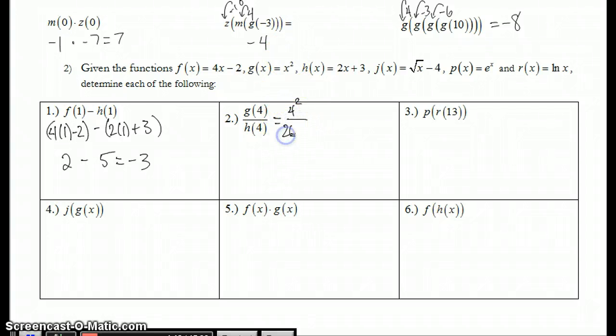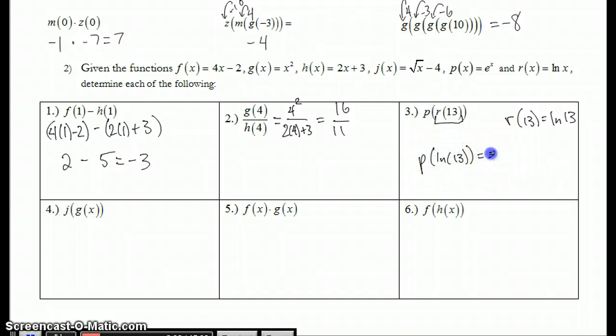H of 4, 2 times 4 plus 3. You get 16 over 11. Here, r of 13 is inside. R of 13 is natural log of 13. P of that of 13 is e to the natural log of 13. E to the power and natural log are inverses, so they cancel, and you get 13.